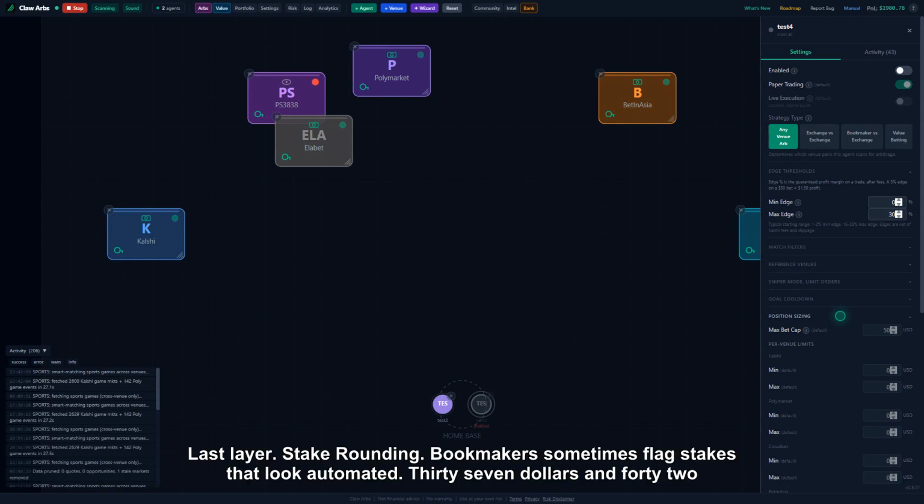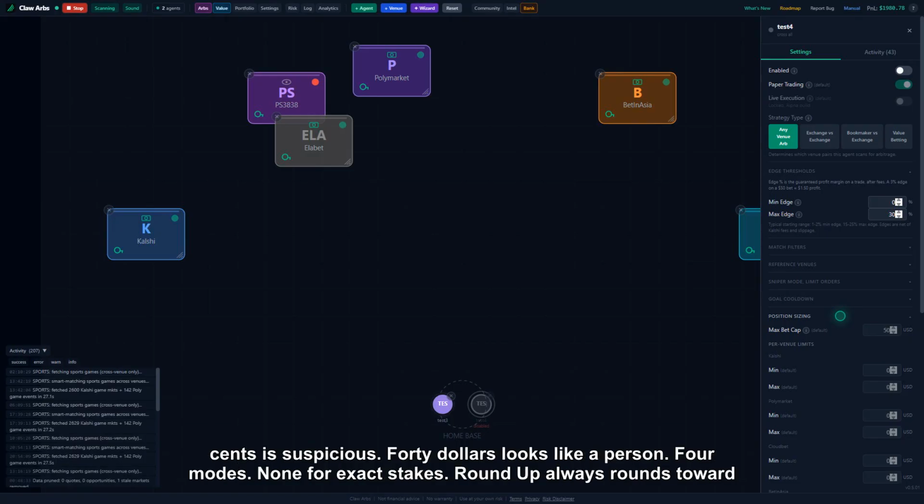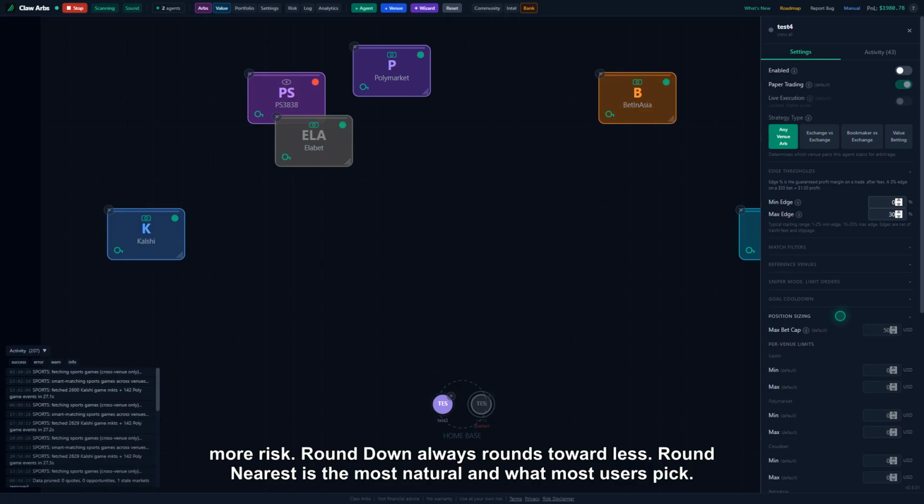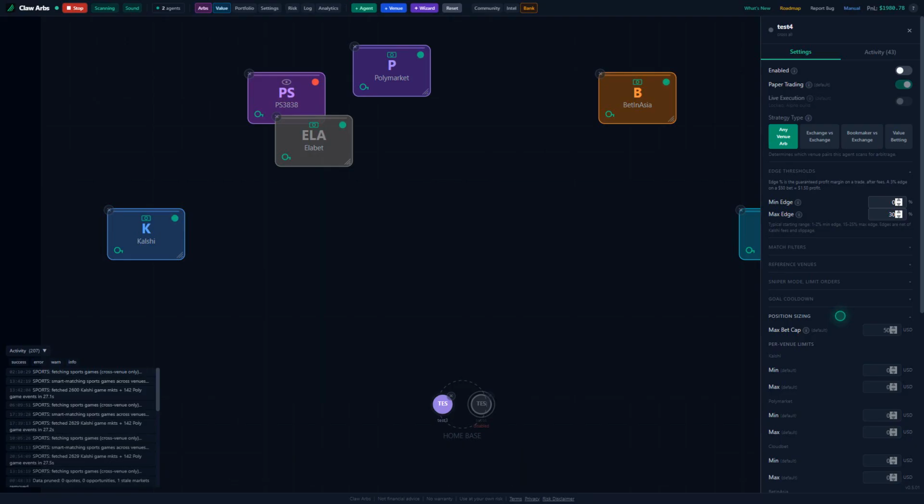Last layer, stake rounding. Bookmakers sometimes flag stakes that look automated. $37.42 is suspicious. $40 looks like a person. 4 modes, none for exact stakes. Round up always rounds toward more risk. Round down always rounds toward less. Round nearest is the most natural and what most users pick.